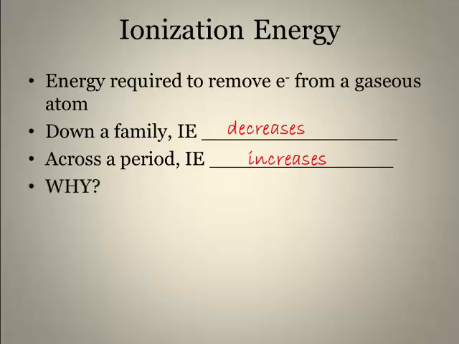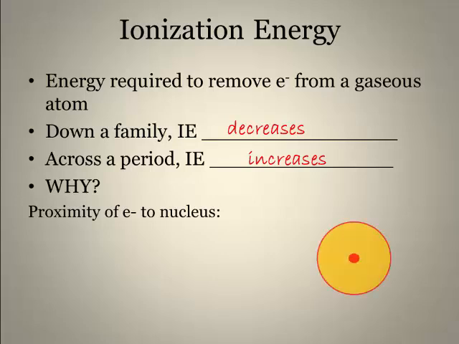Why do these trends exist? Ionization energy trends are based on the proximity of the electron to the nucleus. In other words, the atomic radius. Ionization energy typically refers to removing a valence electron, an electron farthest from the nucleus. Think about the difference between a large atom, cesium, for example, compared to a small atom, like fluorine.